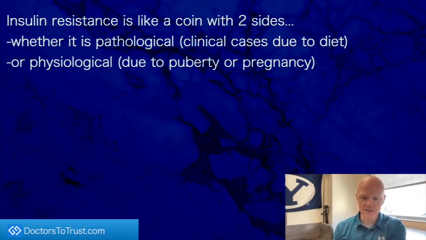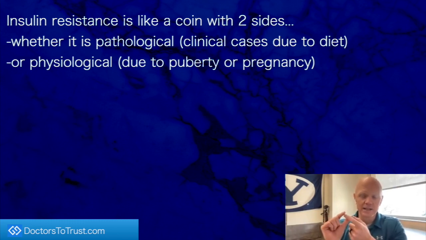And this is the insulin resistance that we see in the human body, whether it is those more clinically relevant cases of pathological insulin resistance, or whether it's the physiological insulin resistance that happens during puberty and during pregnancy. But regardless, anytime we're calling something insulin resistance in the body, it's this coin with two sides.